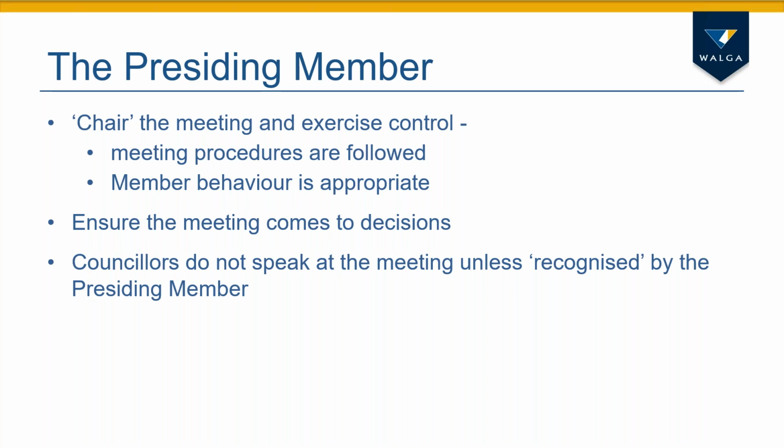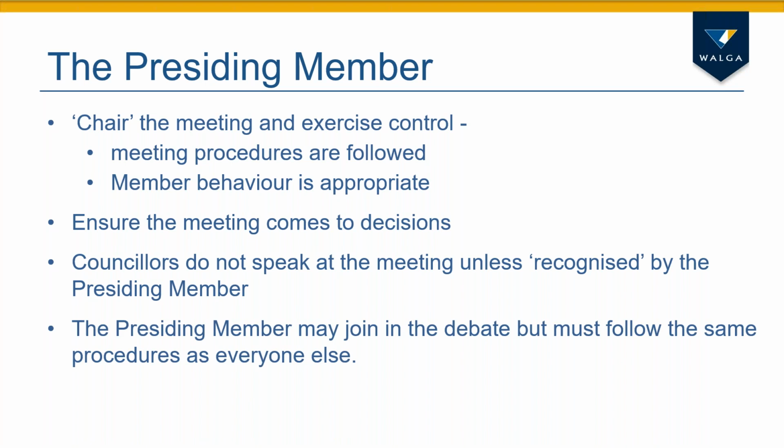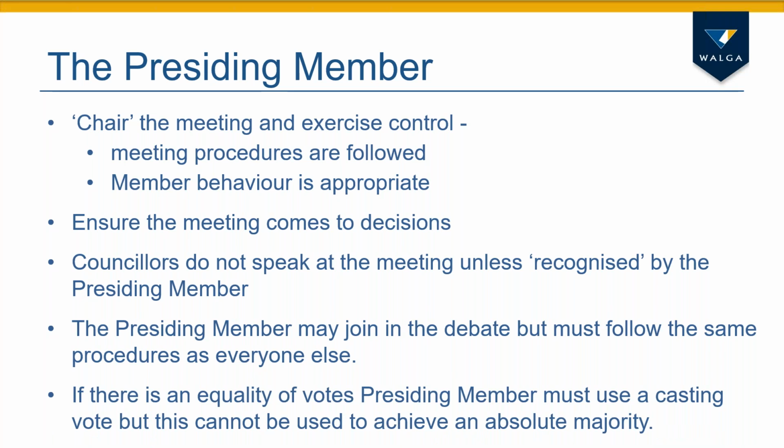Councillors do not speak at the meeting unless recognised by the presiding member. The presiding member may join in the debate, but must follow the same procedures as everyone else. And finally, if there is an equality of votes, the presiding member must use a casting vote so the decision can be achieved. But the casting vote cannot be used to achieve an absolute majority. If there is an equality of votes for a matter that requires an absolute majority, then the motion will be recorded as lost, as the vote did not achieve an absolute majority.